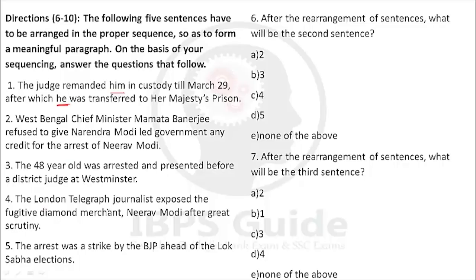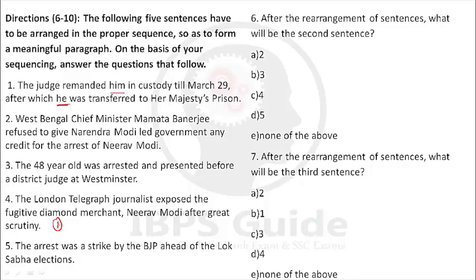Sentence number 4. The London Telegraph journalist exposed the fugitive diamond merchant Nirav Modi after great scrutiny. The London Telegraph journalist, this is a proper noun. And fifth sentence, the arrest was a strike by the BJP ahead of the Lok Sabha elections. So now we get our topic. What is our topic? The arrest of Nirav Modi. So the fourth sentence can be the first sentence. It should be first.